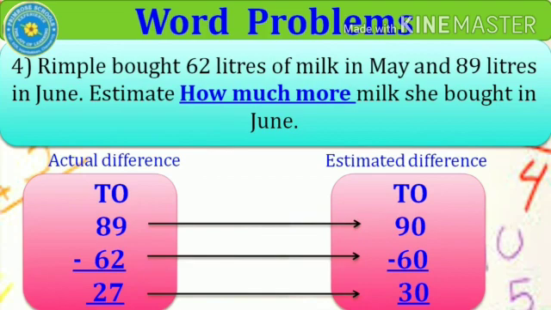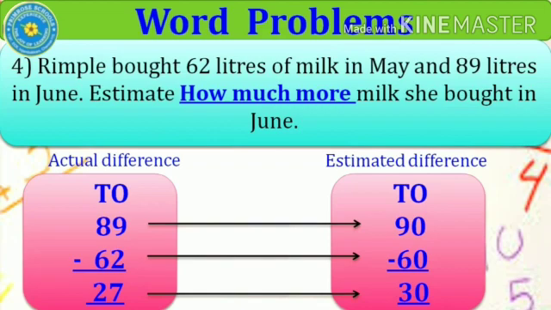Rimple bought 62 liters of milk in May and 89 liters of milk in June. Estimate how much more milk she bought in June. Now here, first when we go by steps, what do we do? Circle the numbers. What are the numbers here? 62 and 89. Here I have not shown the steps because for the previous problem I have shown the steps. For this you need to show the steps. Okay? So 62 and 89 is the number.